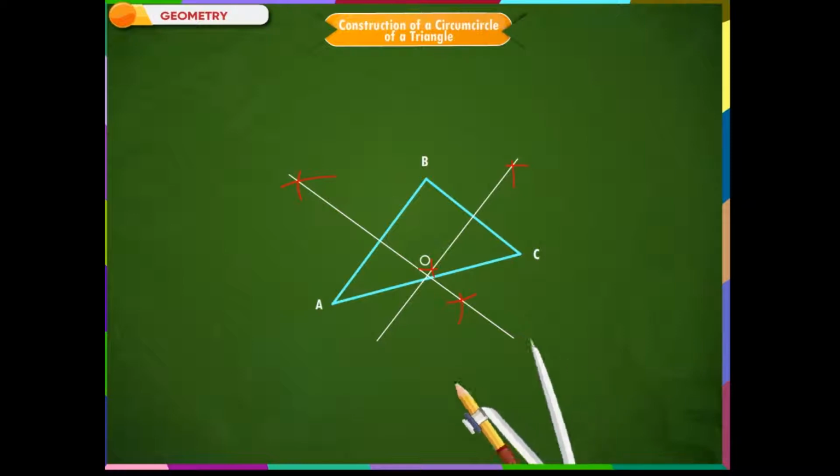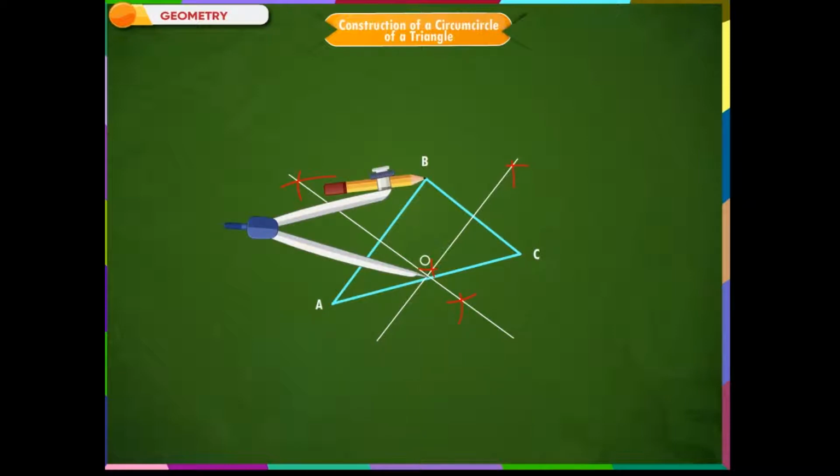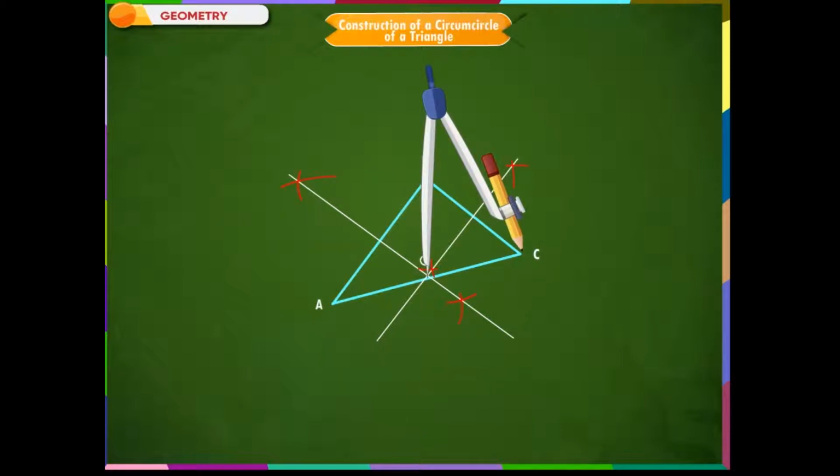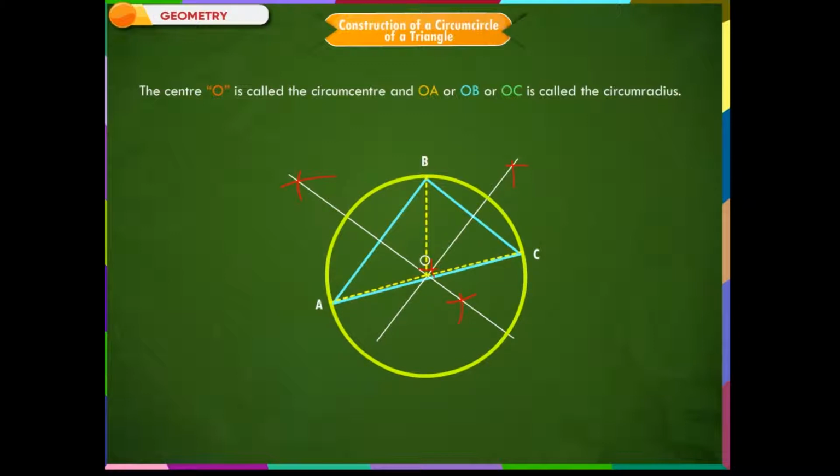5. Place the compass point on the intersection O of the perpendiculars and set the compass width to one of the points A, B or C. Draw a circle. This will pass through all 3 vertices as shown. The circle drawn is the triangle's circumcircle, the only circle that will pass through all 3 of its vertices. The center O is called the circumcenter and OA or OB or OC is called the circumradius.